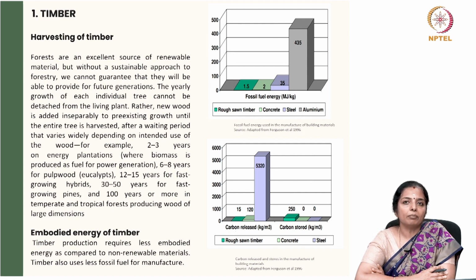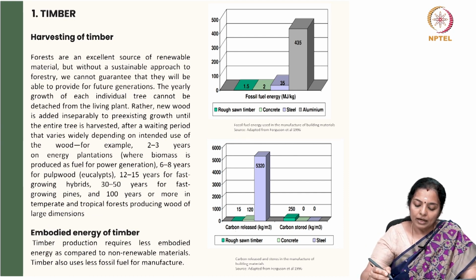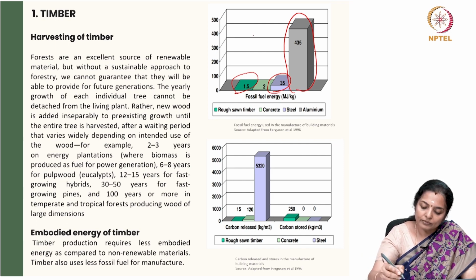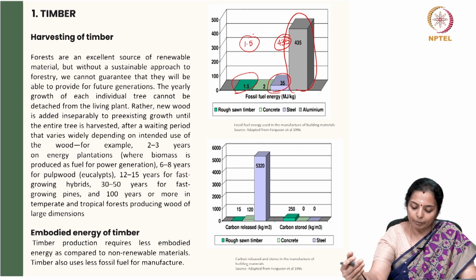So, the embodied energy of timber depends on timber production, and it requires less embodied energy as compared to non-renewable materials. Timber also uses less fossil fuel for manufacture. If you see in this picture, the fossil fuel energy in megajoules per kg for rough sawn timber is only 1.5, while steel is 35 and aluminum is 435. So, compared to sawn timber, which is 1.5, aluminum is 435. You can imagine the quantum of fossil fuel energy used in the manufacture of these building materials.